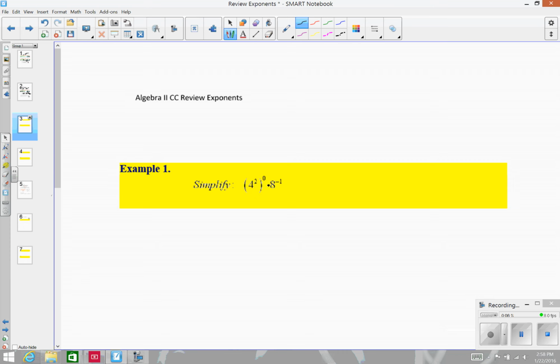This first one here, I'm going to simplify 4 squared, but that's being raised to the 0 power, and then we're multiplying it times 8 to the negative 1. This entire quantity, 4 squared, is being raised to the 0 power. So I can replace all of this to the 0 power with 1. And now I'm multiplying it times 8 to the negative 1 power, which is the same thing as 1 over 8 to the positive power. So simplified, this is 1 over 8.